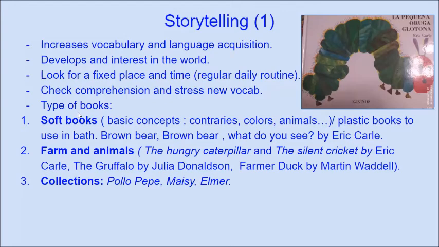There are many types of books, but when we start telling tales, we normally use this type of soft books, which work on basic concepts. And I love Eric Carle's, like Brown Bear, Brown Bear, What Do You See? Or The Hungry Caterpillar. And little by little, we can move from this type of basic concepts to the world surrounding us, like animals, and then to the collections, which obviously every child will like one type or the other, Maisy, Elmer, Pollo Pepe, whatever, and they learn through these characters.